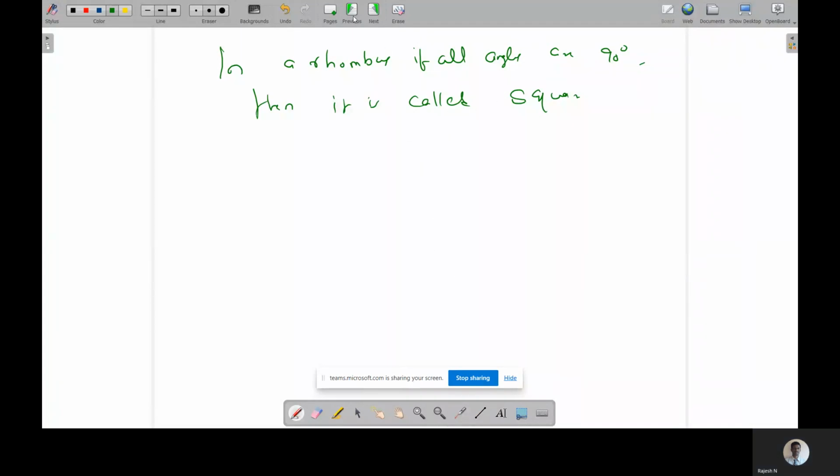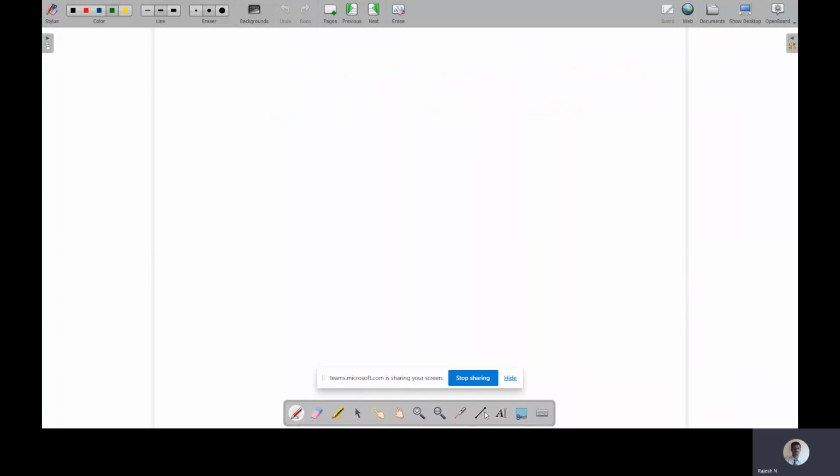And the next one is the kite. What is a kite? Don't study more about the kite. Just know this: a kite is a four-sided figure in which adjacent sides are equal. Adjacent sides AB and AD are equal, BC and CD are equal. So this is called a kite.